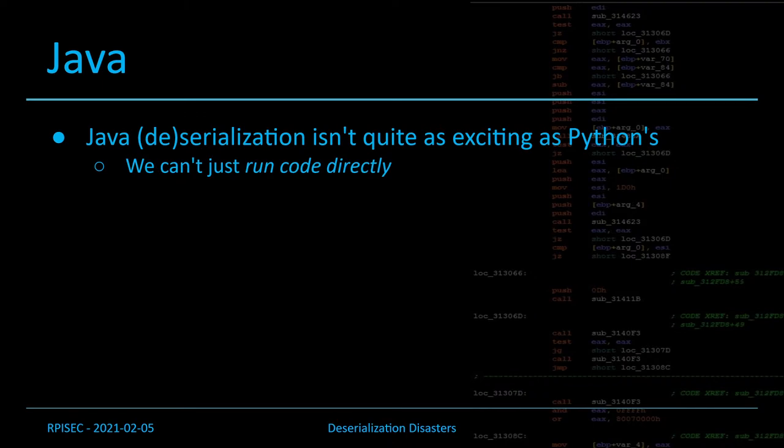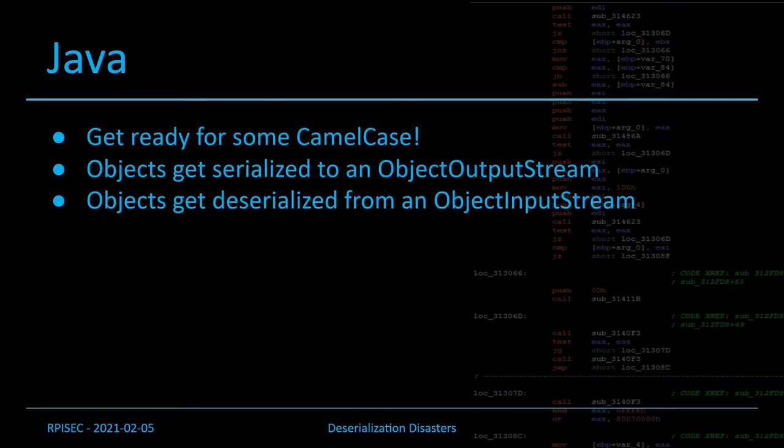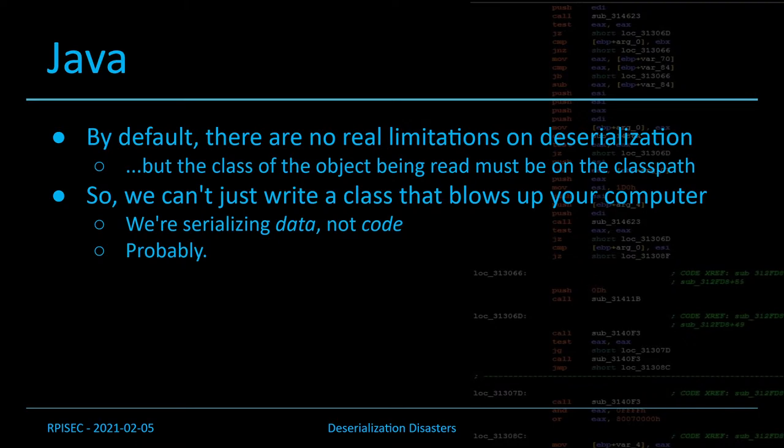So Java's deserialization isn't quite as exciting as Python's. We cannot just hand it a hello world line and tell it, hey, run this. It's a bit smarter than that. When you serialize stuff in Java, of course, there's a bunch of camel case between us and the actual fun stuff. But the gist is you take an object, you have it serialized to some output stream, and then you take some data from an input stream and convert it back to an object. And by default, there's not really any limitations on serialization or deserialization. It'll just read whatever.